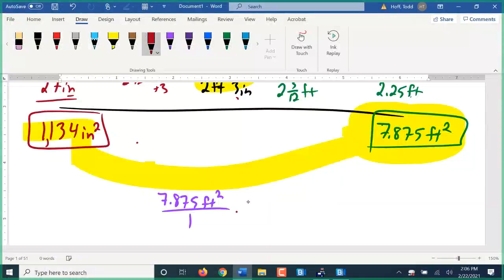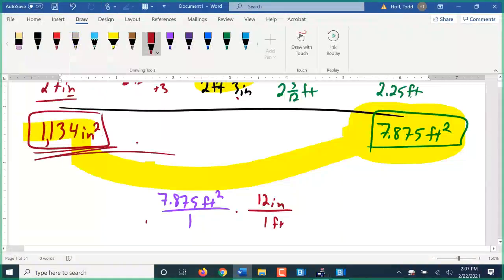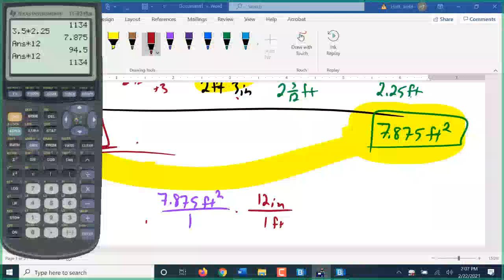If I multiply by the conversion factor, 1 foot on the bottom, 12 inches on top, 7.875 times 12 is going to be 94.5. That is not 1,134. Multiply by 12 a second time, and I do get 1,134.